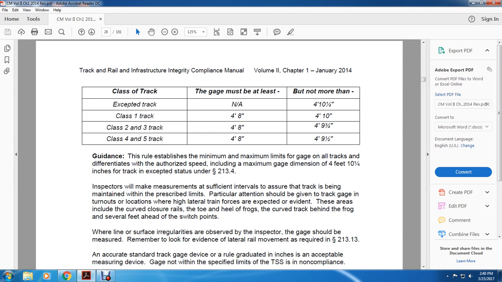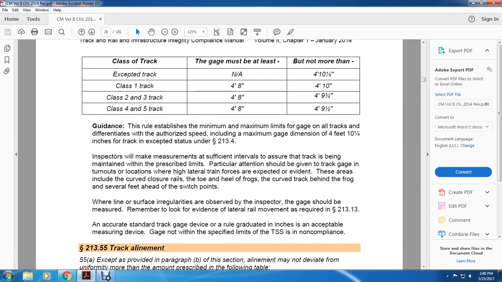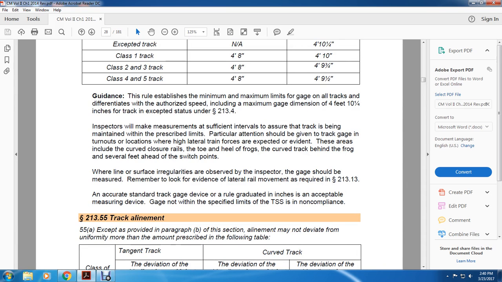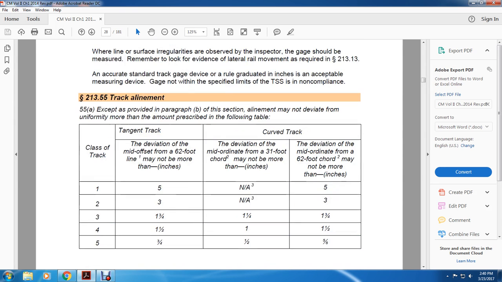Particular attention should be given to track gauge at turnout locations, where lateral train force is expected, including the closure rails, the toe and the heel of the frog, the track behind the frog, and several feet of the head of the switch point. When the lines are irregular, the gauge should be measured. Remember to look for evidence of lateral rail movement, as required in 213.13. The accurate standard track gauge device is a rule graduated in inches. An acceptable measuring device shows gauge not within the specified limits of track safety compliance.